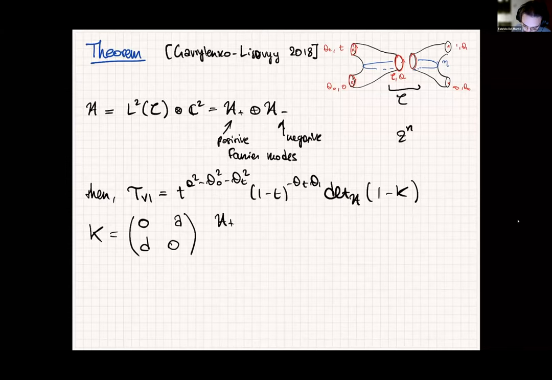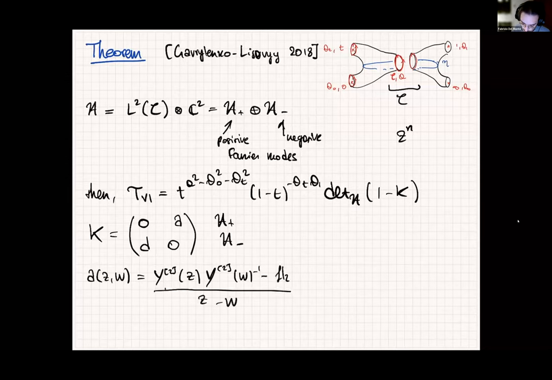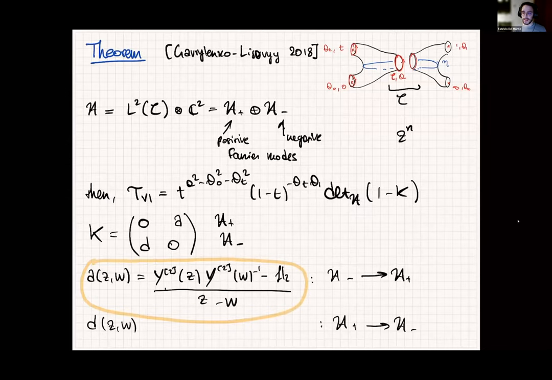Now I'll just write everything down. This is in this H plus, H minus decomposition, and these A, D are just some explicitly given integrable kernels. So this A is Y2 of z, Y2 of w inverse, minus I2, over z minus w, and it goes from H minus to H plus. And an analogous expression you have for this D that goes in the opposite way. But the point is that this determinant over L2 space on a circle is written in terms of this Y2 and Y1 that are explicitly known in terms of hypergeometrics.